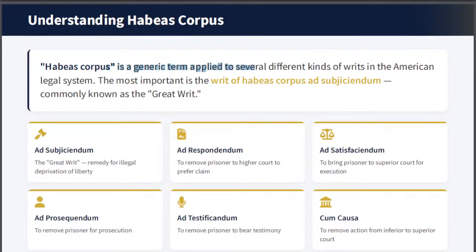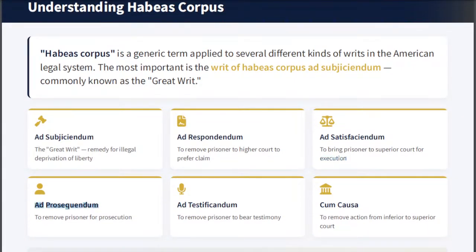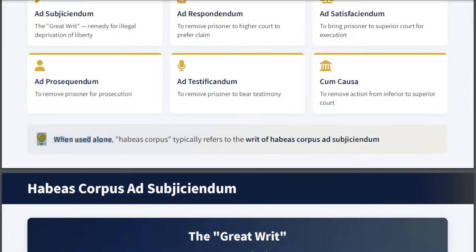The habeas corpus is a generic term applied to several different kinds of writs in the American legal system. The most important is the writ of habeas corpus ad subjiciendum, commonly known as the Great Writ. The Great Writ, remedy for the illegal deprivation of liberty. Ad respondendum, to remove a prisoner to higher court to prefer claim. Ad satisfaciendum, to bring the prisoner to superior court for execution. The ad prosequendum, to remove prisoner for prosecution. The ad testificandum, to remove prisoner to bear testimony. And the cum causa, or the one that was more difficult to say with the et in there, to remove action from inferior to superior court. We'll stick with that. When used alone, habeas corpus typically refers to the writ of habeas corpus ad subjiciendum.